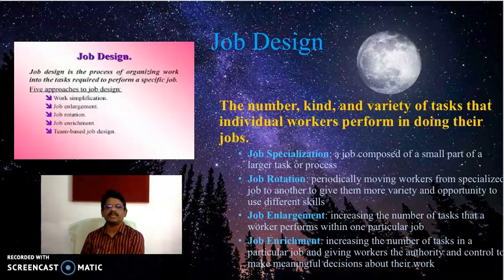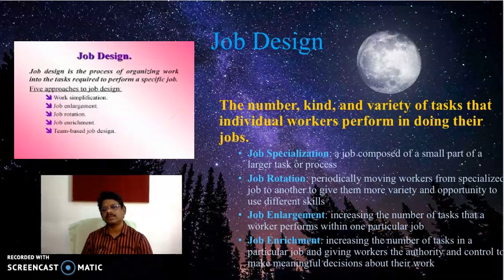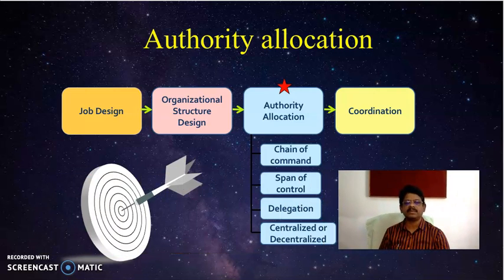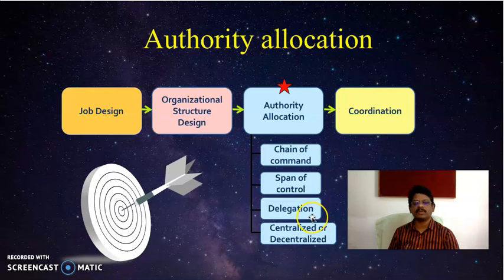Enlargement is where we just give more tasks without changing the designation and the package, whereas job enrichment is changing the designation, giving new assignments, and even enhancing the pay package or compensation. That is job enrichment. So job enlargement, job enrichment, job rotation, and job specialization are all various elements of job design. It is a continuous process that happens all the time in organizations. Authority allocation happens in terms of chain of command, span of control, delegation, and centralization. We will understand all these in coming slides, and we will focus more on delegation and centralization and decentralization in the next two video clips.